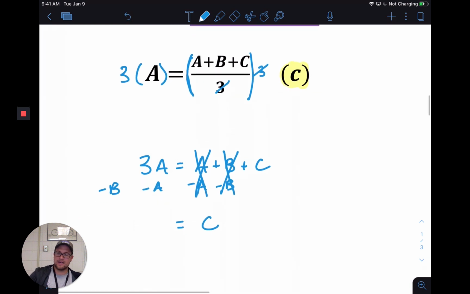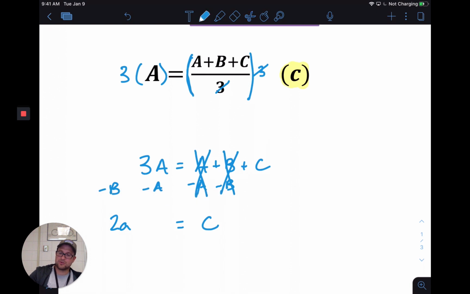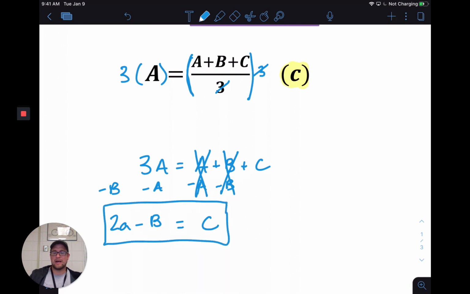And on the other side, if I have 3a take away a, that would leave me with just 2a. We can even slide that 2a over if you like that better. And we still have to subtract b from that side as well, so we will have minus b. So we find that c is equal to 2a minus b.